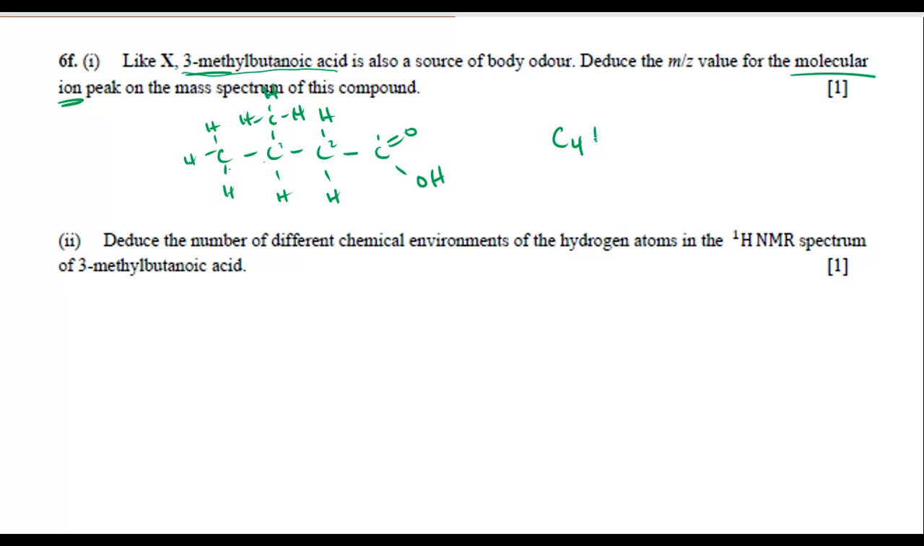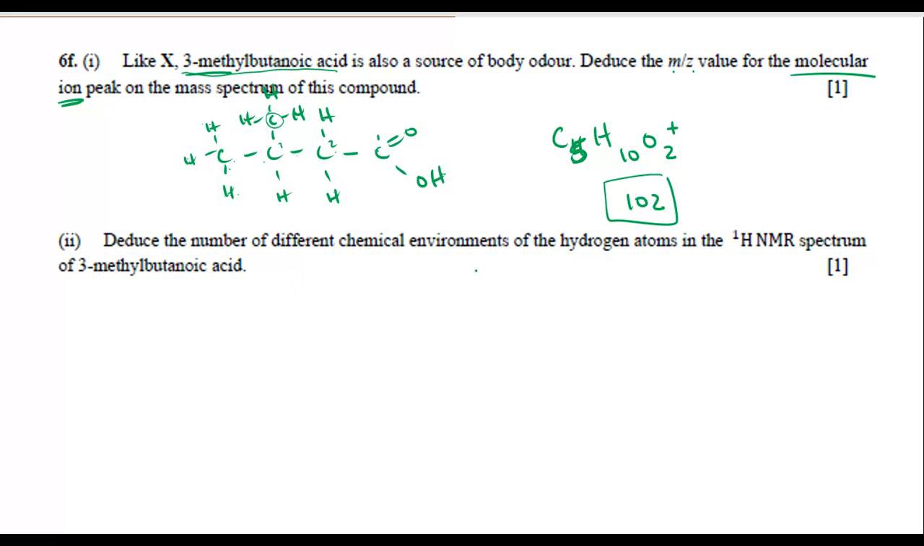I've got C4H, 1, 2, 3, 4, 5, 6, 7, 8, 9. Oh gosh, C5. Sorry, I missed that methyl group. 1, 2, 3, 4, 5 carbons. Hydrogens, 1, 2, 3, 4, 5, 6, 7, 8, 9, 10. Oxygens, 1, 2. C5H10O2. 5 times 12 is 60, plus 10 is 70. 70 plus 2 times 16, which is 32, is going to give me a mass over charge, M over Z value, for the molecular ion of 102 when it's an ion.